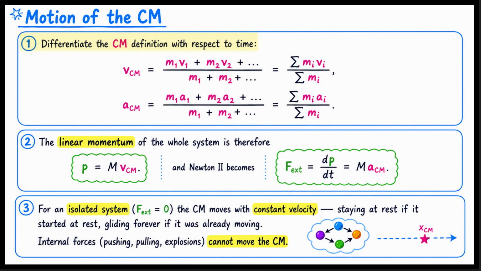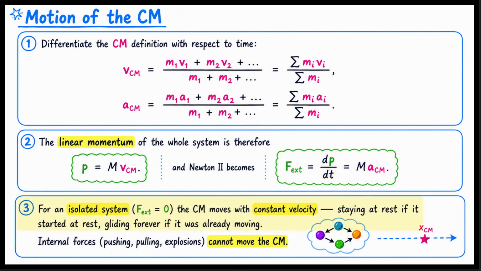Differentiate the center of mass definition with respect to time, and you get the velocity and acceleration of the center of mass. Vcm is the sum of mi vi divided by the sum of mi, and a cm is the sum of mi ai divided by the sum of mi. The linear momentum of the whole system is therefore P equals m times Vcm. Newton's second law for the whole system reads F external equals dP over dt, which equals m times a cm.